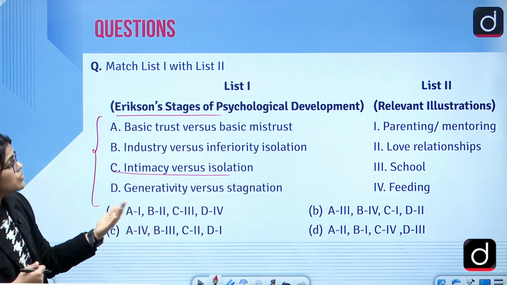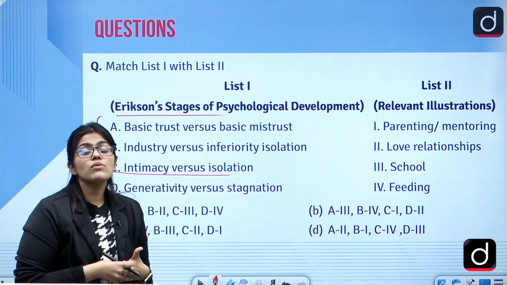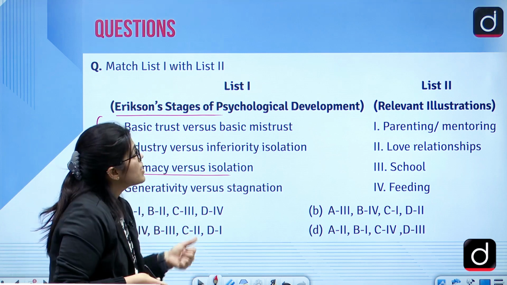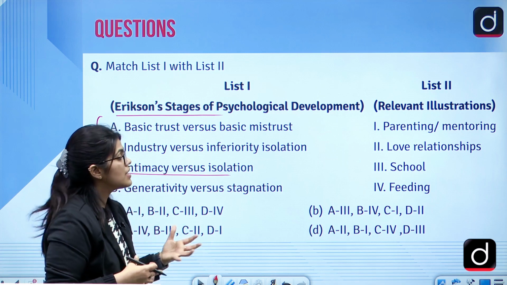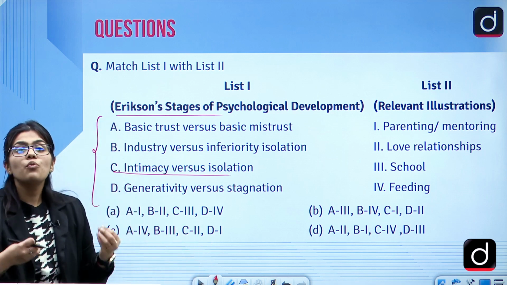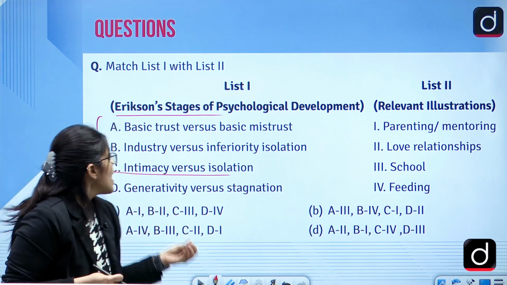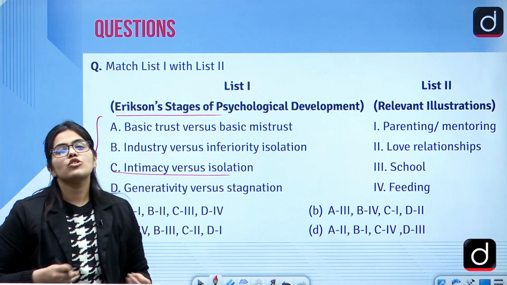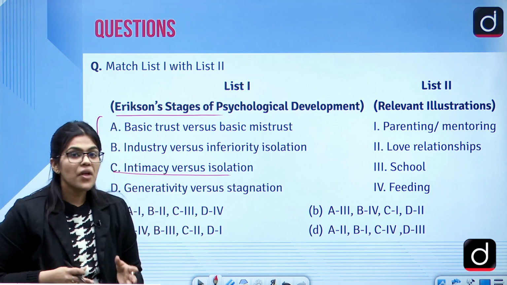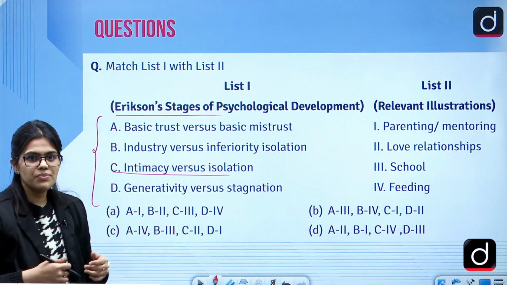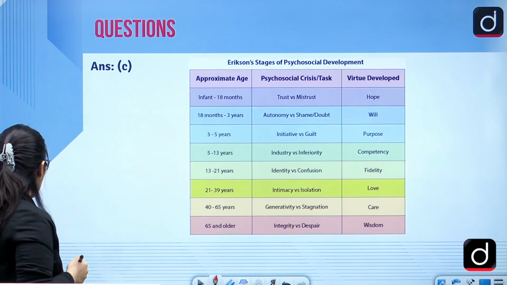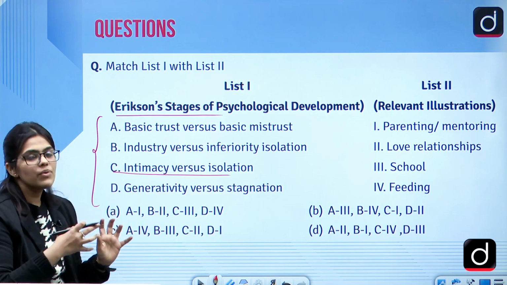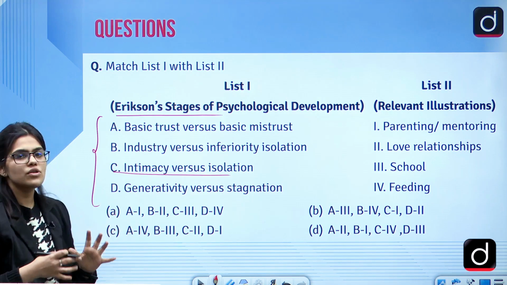Then we have the list 2. These are telling about the relevant illustrations. The first is parenting, then love relationships, then school, and then the last is feeding. So what basically are Erikson's stages of psychological development should be clear. I hope you have read the question with me. Let us see the answer. So the answer is C. And how we came up with this answer, we will be looking at in the course of the video.